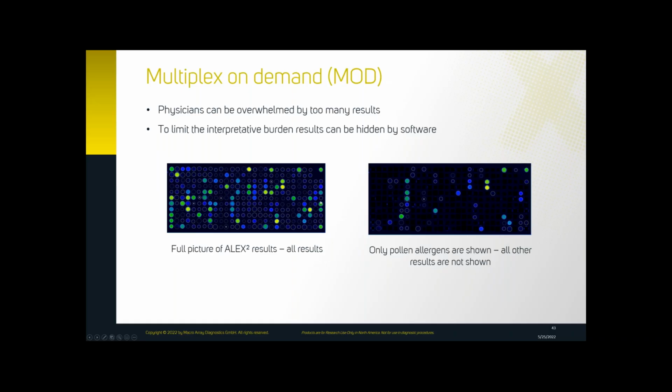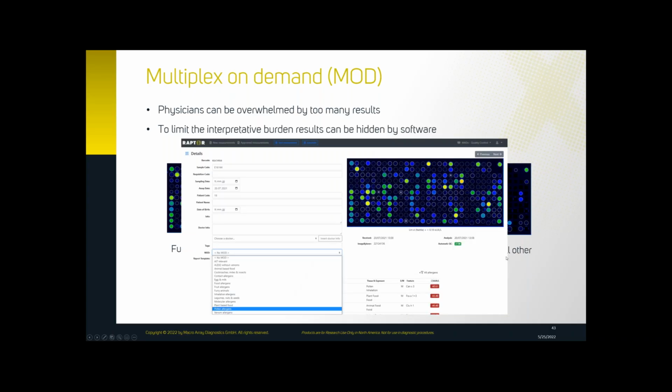It is also possible to display only certain allergens, and in some cases, too many results make it difficult to interpret the results. So doctors can choose from 15 predefined panels. So here you see an ALEX measurement with all the results, and here you see an ALEX result where only the pollen allergens are shown. So 15 panels are available and can be easily selected in the RAPTOR server.